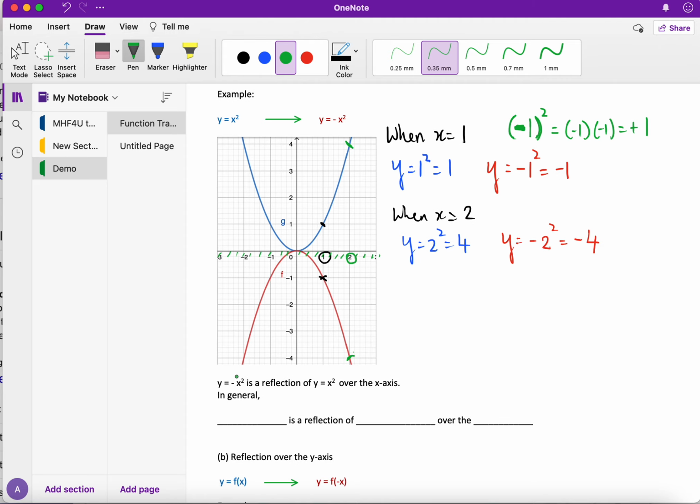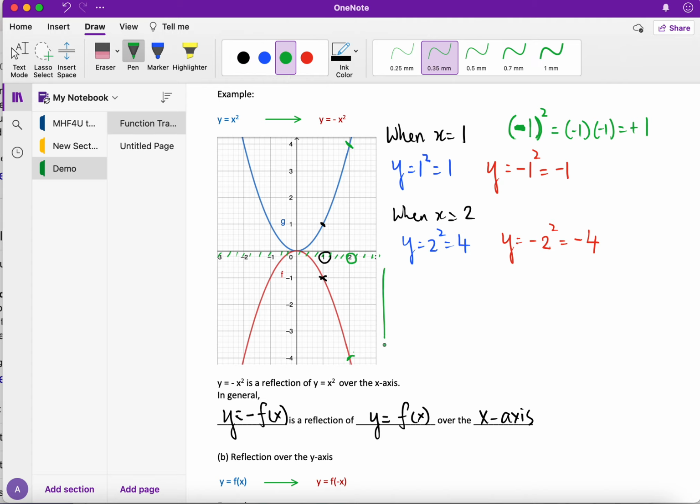So we say that y equals negative x squared is actually a reflection of y equals x squared over the x-axis. In general, y equals negative f(x) is a reflection of the original function y equals f(x) over the x-axis. There are some other examples apart from the one that I have given here.